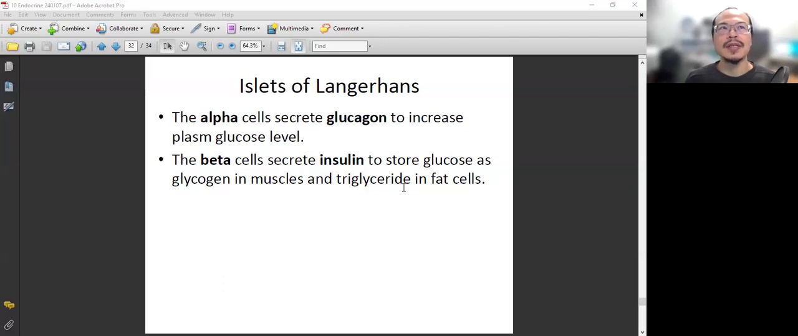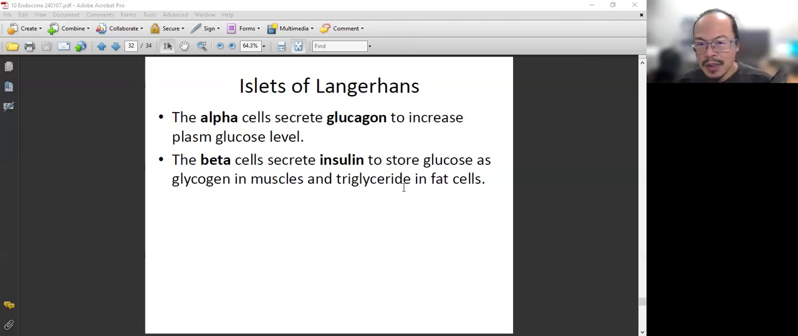Where is glucagon released from? It is released from the alpha cells in the pancreas, the alpha cells in the islet of Langerhans. And the insulin, where is it from? It's from the beta cells in the pancreas, or the beta cells in the islet of Langerhans. So that's the location, you know it, and now the function.